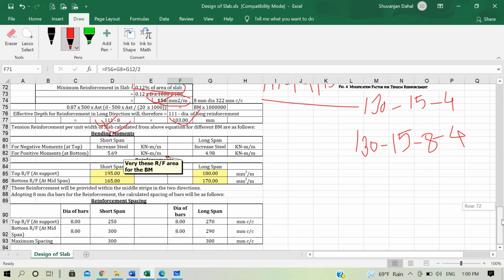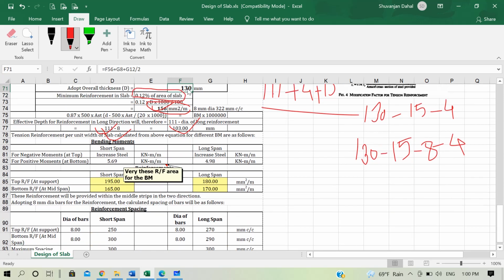So now we have determined the thickness of the slab. Let us find the reinforcement finally. Here there are two tables. First is the table for bending moment, and second is the table for reinforcement of steel.